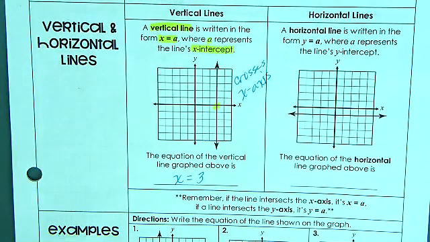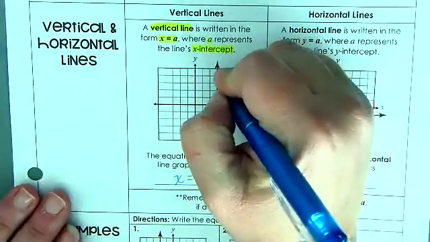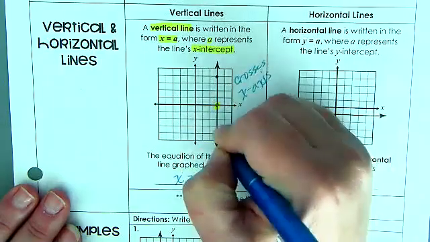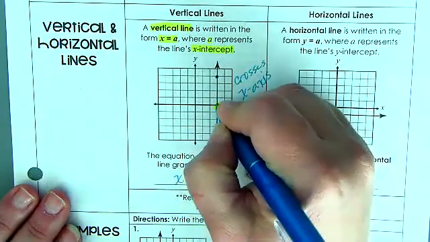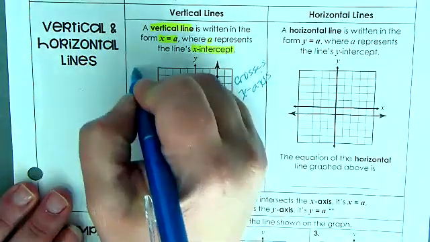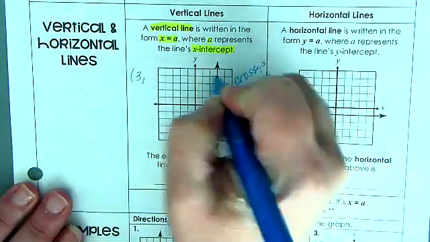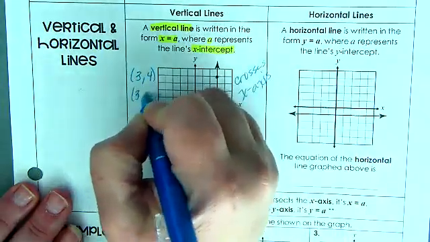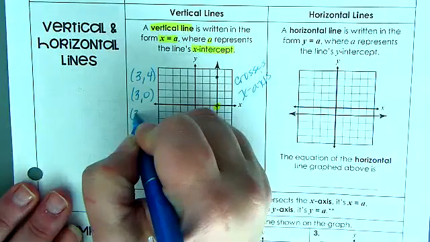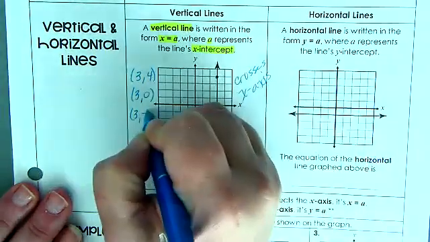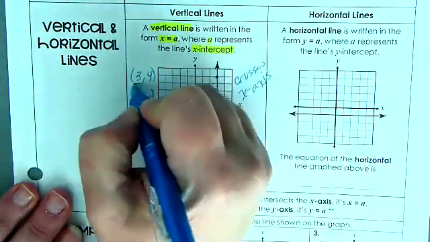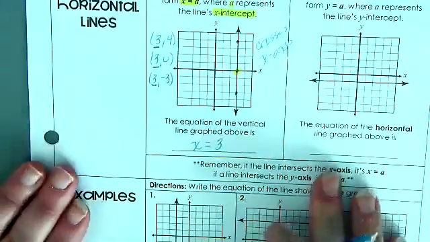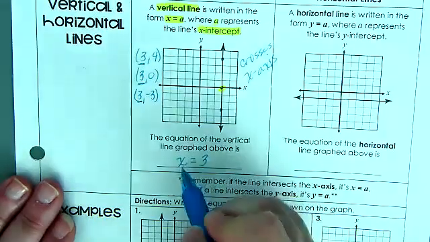Now, just to prove this point, if I write down the ordered pairs for points on this line, this is going to be 3, comma 4. This is 3, comma 0. And this is 3, comma negative 3. You will notice that all of these have the same x value, which further verifies that my equation is x equals 3.